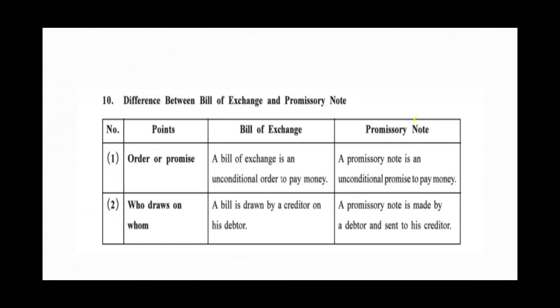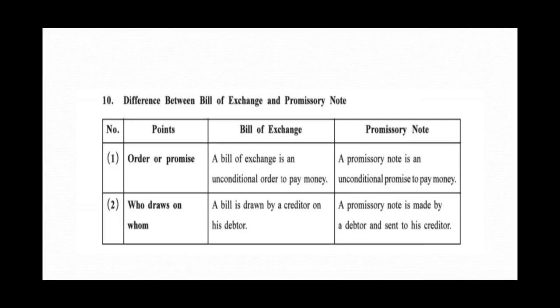Point first is order or promise. So we have seen that promissory note is an unconditional promise and bill of exchange is an unconditional order. A bill of exchange is an unconditional order to pay money. A promissory note is an unconditional promise to pay money.